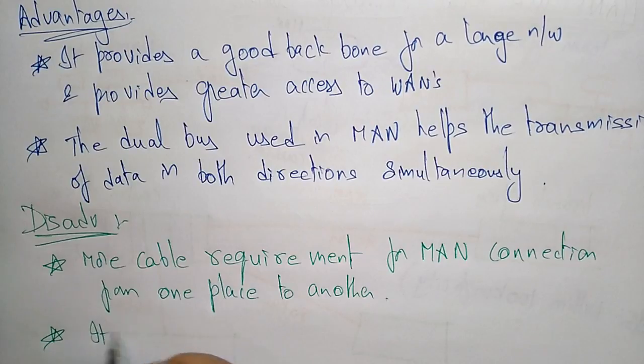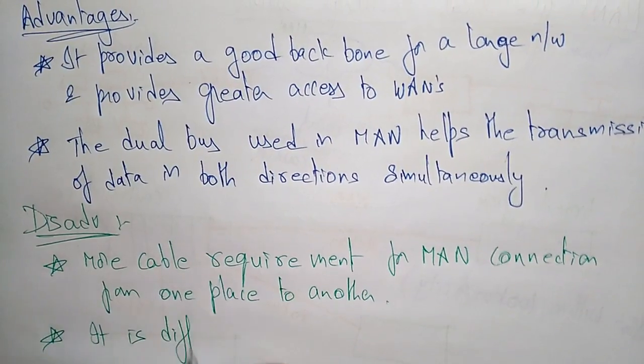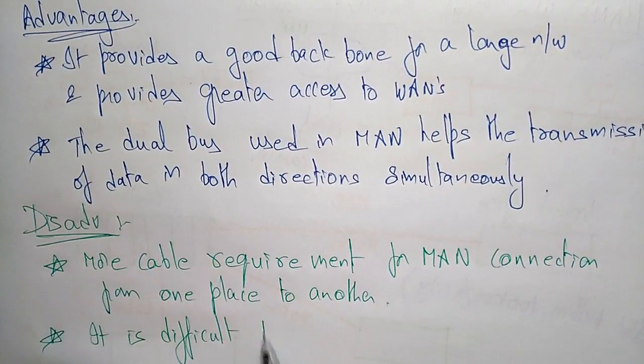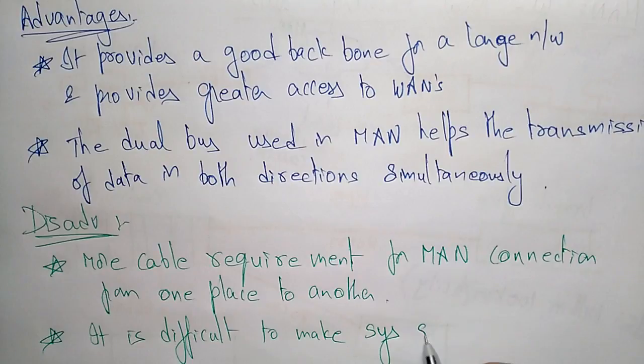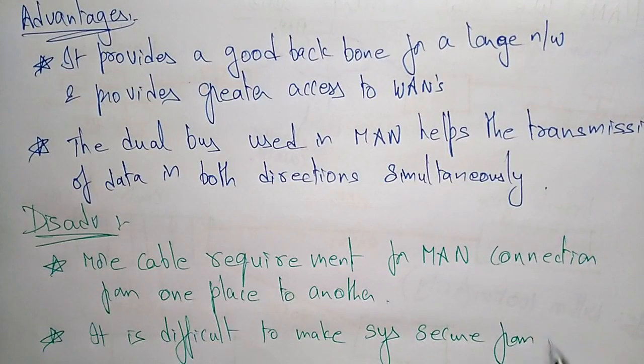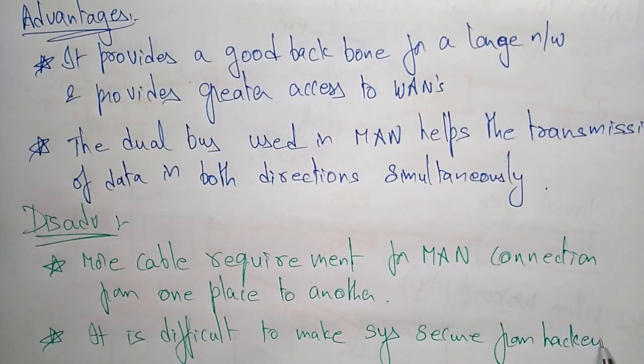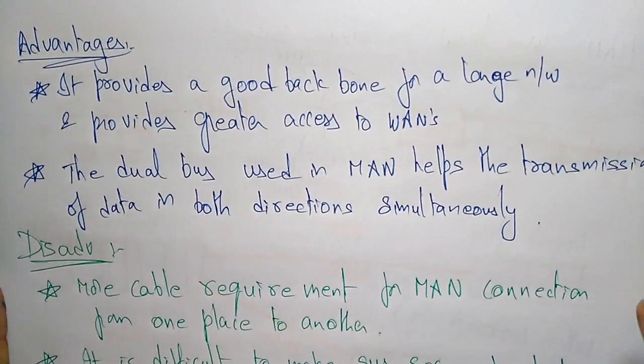And also, it is difficult to make the system secure from hackers. So these are the advantages and disadvantages of using the metropolitan area network.